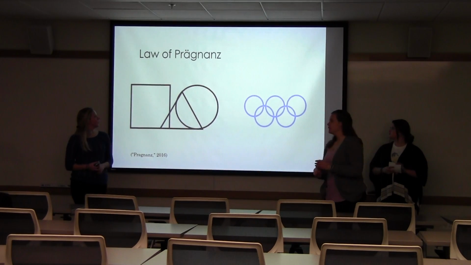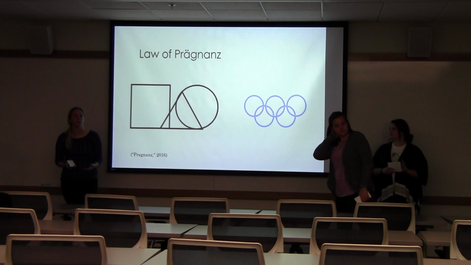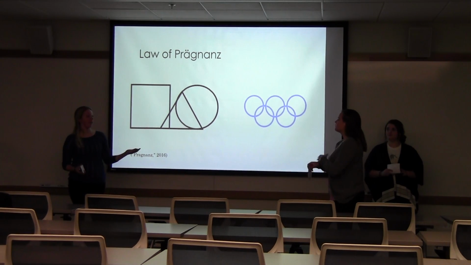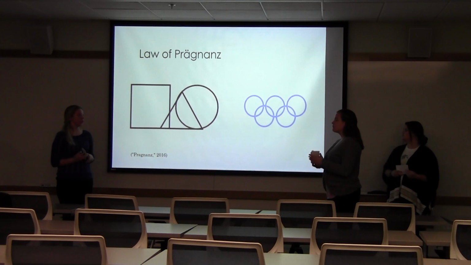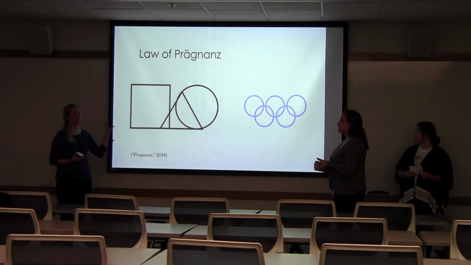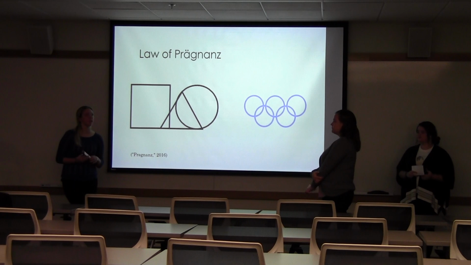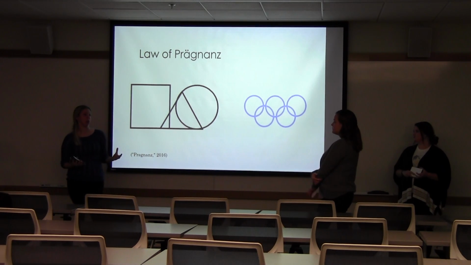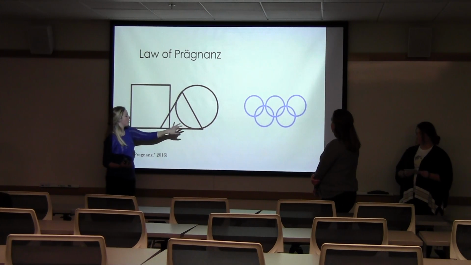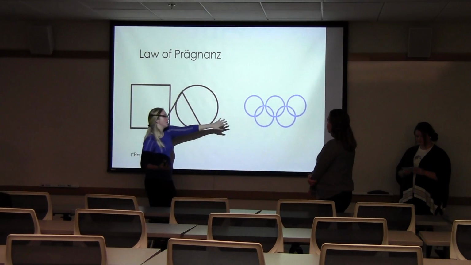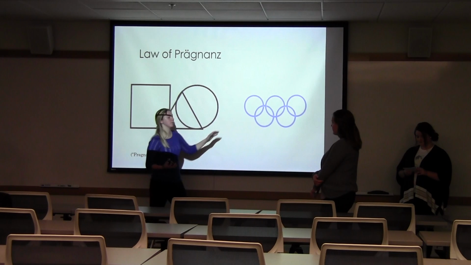Yeah. And so then we move into the law of pragnanz, which is also called the law of simplicity, which Allie had mentioned a little earlier. And so this actually just means that you simplify all these images into more whole images, and pragnanz actually means clarity. And so you look at this and see the square, the triangle, and circle, and here you see the 5 rings, like the Olympic rings.